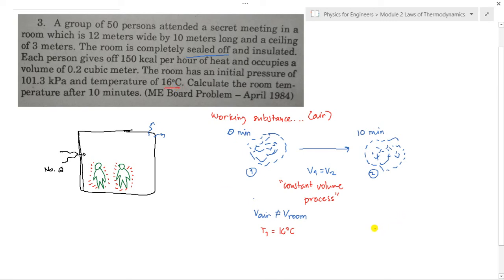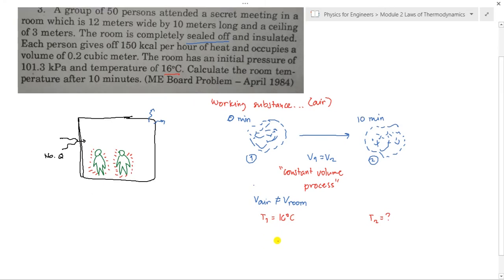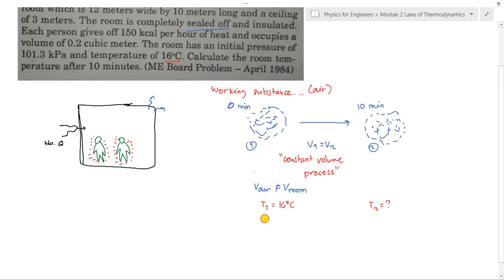And then at T2, ginapangita pa nato ang T2. How about for pressure? Gi-state ba diri ang pressure? So the room has an initial pressure of 101.3. So we have the pressure here P1, 101.3 kPa. Then si P2 wala na pod gi-state.